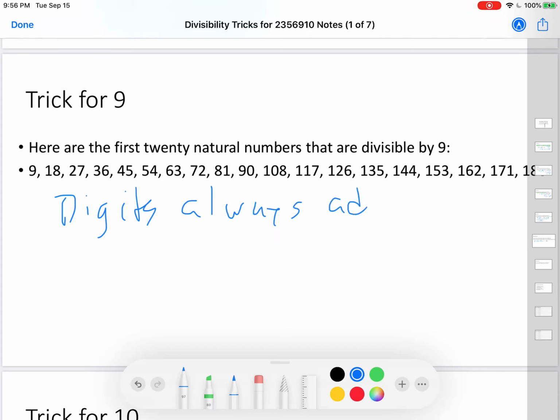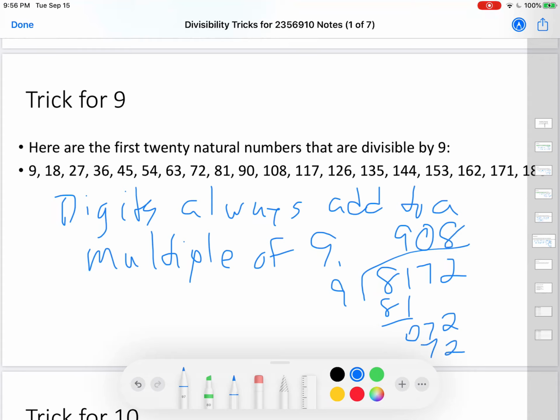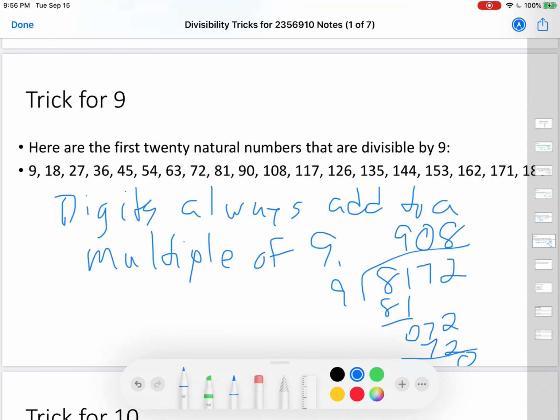always add to a multiple of 9. For example, if I used 8172, 8 plus 1 is 9, plus 7 is 16, plus 2 is 18, and if I divide this by 9, I get 908, which is a whole number, which is a natural number, therefore 8,172 is divisible by 9, so it has to add to a multiple of 9.